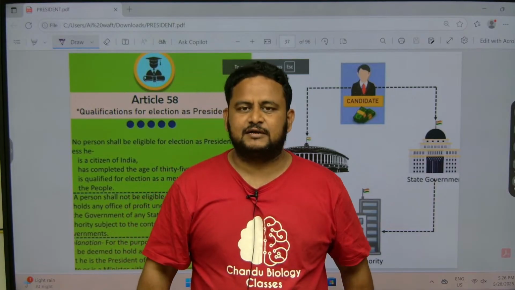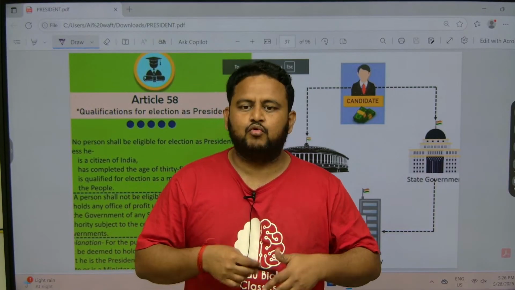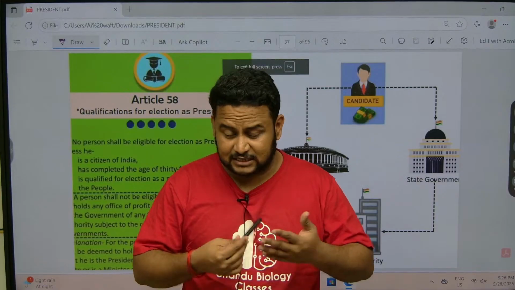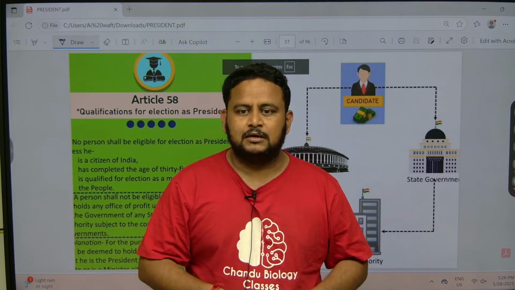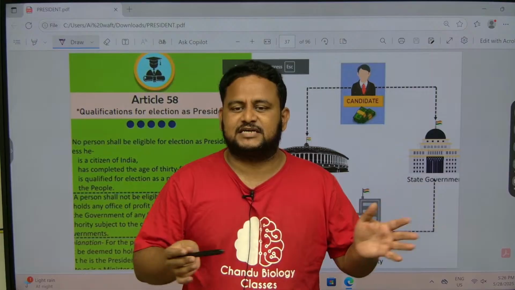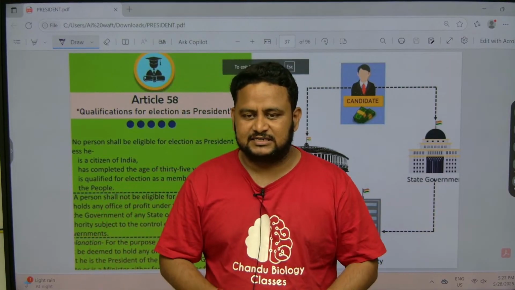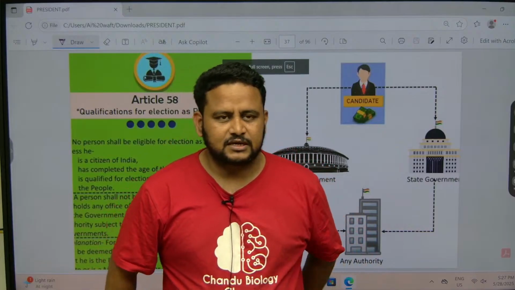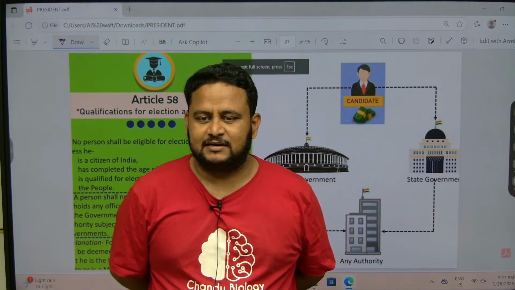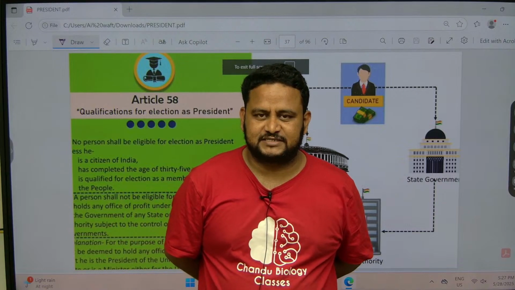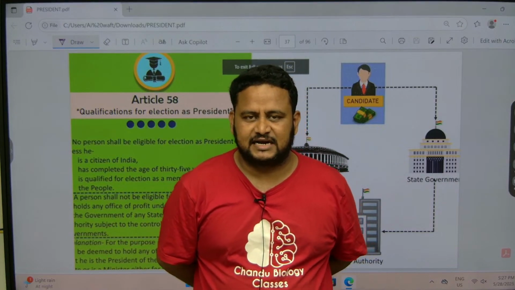Next, we learned who are all the people involved in the election of the president. Then we learned how the election of the president takes place. The manner of election is given in Article 54. It says the president is elected by the system of proportional representation by means of the single transferable vote.